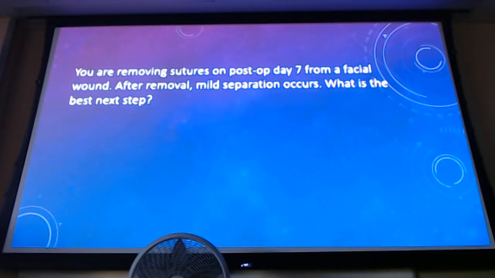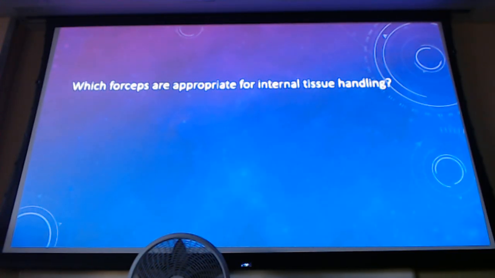You're removing sutures on post-op day 7 from a facial wound. After removing, mild separation occurs. What's the next best step? You just going to leave it open? A clean wound that's just slightly separating, because you took the sutures out too soon? What do you want to do? Steri strips. Yeah, we're not going to put more sutures in. We're going to support the wound with some steri strips. You will have this. Okay. All right. Which forceps are appropriate for internal tissue handling?